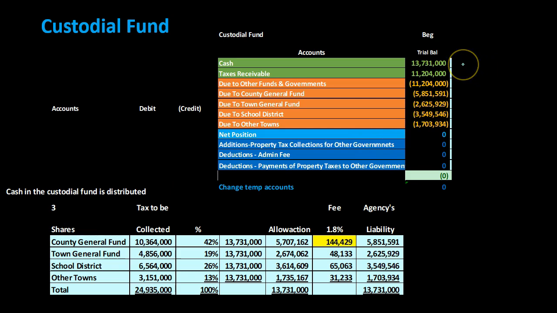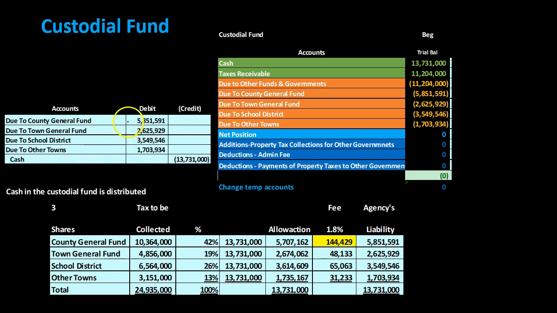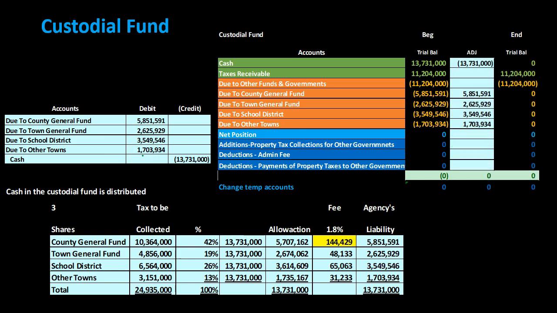So now we have the cash up here at the 13,731, and we have these liabilities. So now we're going to decrease the liabilities that we have now properly allocated in accordance with the table that we made with the ratios, and we're going to pay out the cash. So to do that, we're going to say that we have the due to the county, the town, the school, and the other, and then we're going to credit the cash. So if we record this out, then we see the cash decreasing. Cash as a debit balance is going down then to 0.